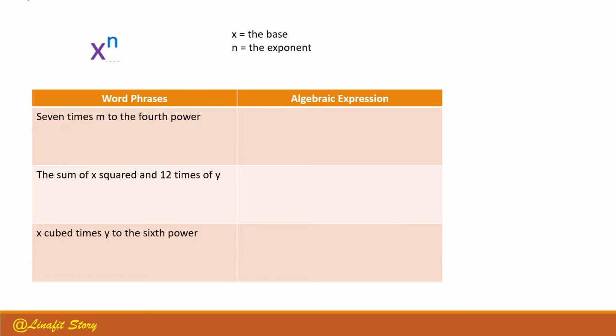An expression like x to the nth power is called a power. Here, x is the base, and n is the exponent. The exponent is the number of times the base is used as a factor. The word phrase for this expression is x to the nth power.